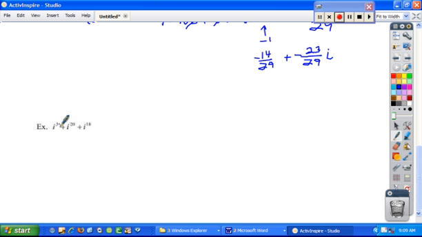Well, I have i to the 5th plus i to the 20th plus i to the 18th. So let's split these up into i to the 4th times i, plus i to the 20th is good the way it is because it's already divisible by 4. And then plus i to the 18th, let's do 16 and 2. I always want to look for the largest power divisible by 4 that I can.